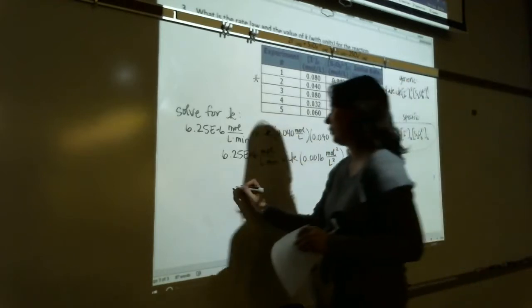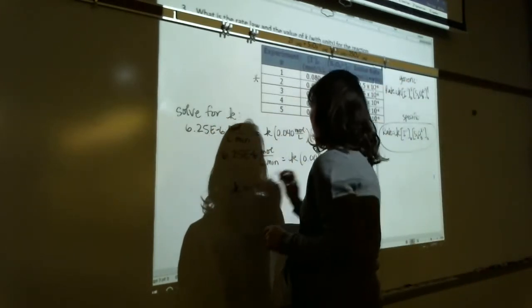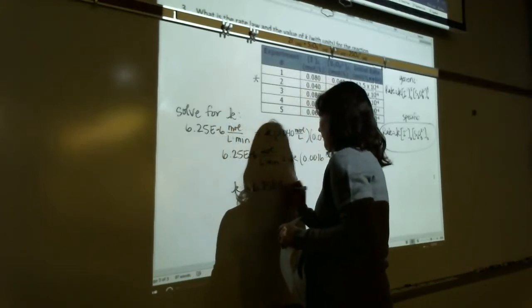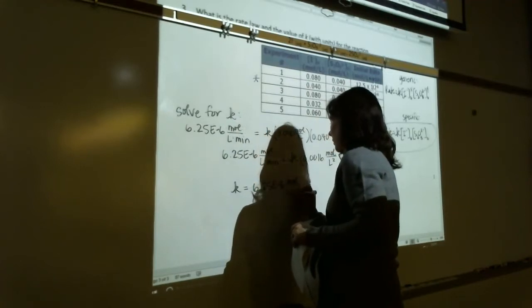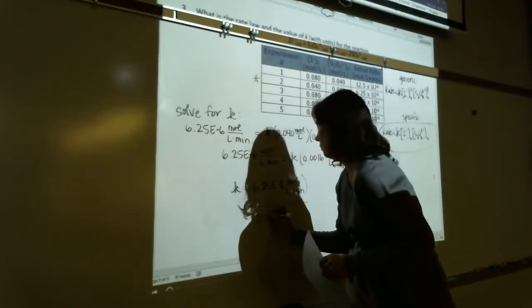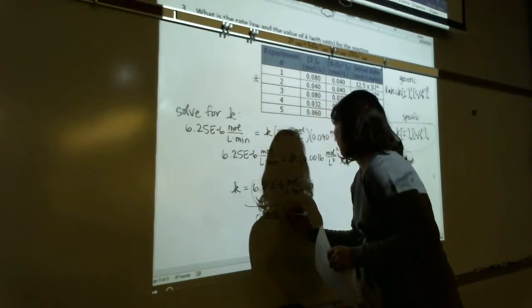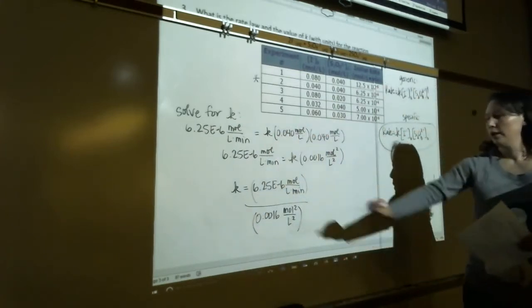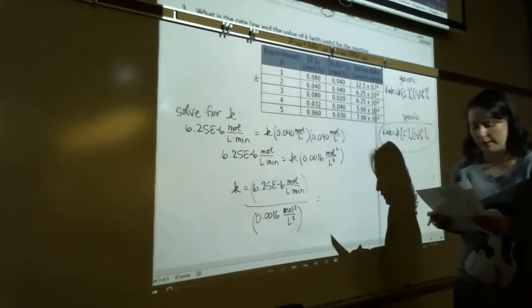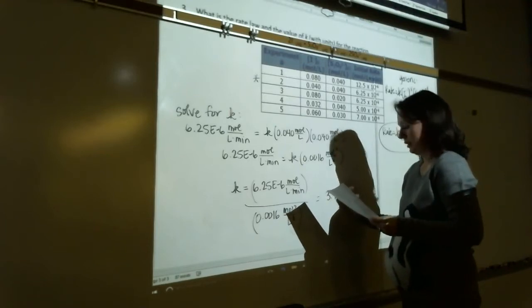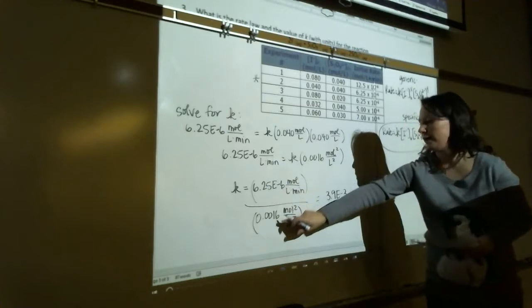So K, therefore, divide both sides by that quantity. 6.25 times 10 to the negative 6 moles per liter minute divided by 0.0016 moles squared per liter squared. This divided by this numerically gives me 3.9, because I've got two sig figs to deal with. 3.9 times 10 to the negative third.